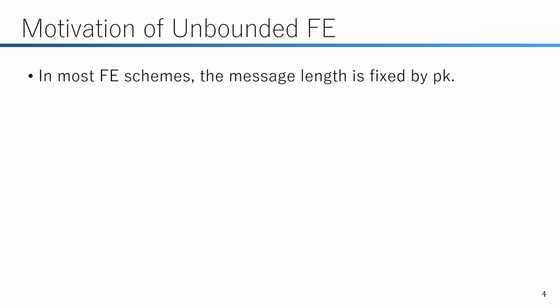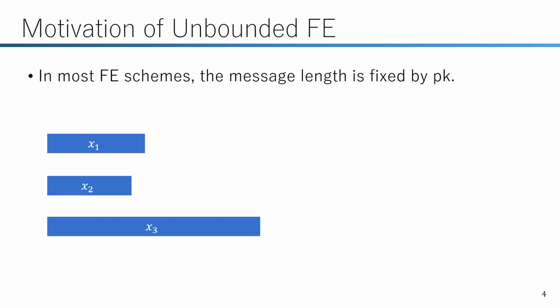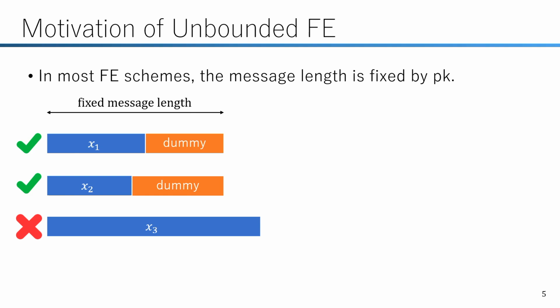Next, I will introduce the motivation for unbounded functional encryption. The problem with most FE schemes is that the message length is fixed by the public key in the setup phase. Let us consider a system where we encrypt various sizes of data, and assume that the fixed message length is as shown here. Then we can encrypt a message that is shorter than the fixed length by padding dummy data, but we cannot encrypt a message that is longer than the fixed length.